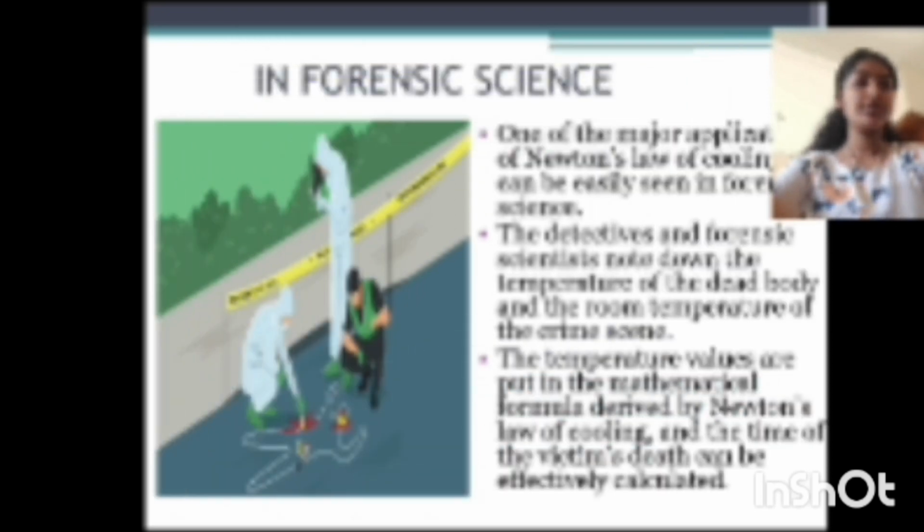The application of Newton's law of cooling in forensic science. One of the major applications of Newton's law of cooling can be easily seen in forensic science. The detectives and forensic scientists note down the temperature of the dead body and the room temperature of the crime scene. The temperature values are put in the mathematical formula derived by Newton's law of cooling, and the time of the victim's death can be effectively calculated.